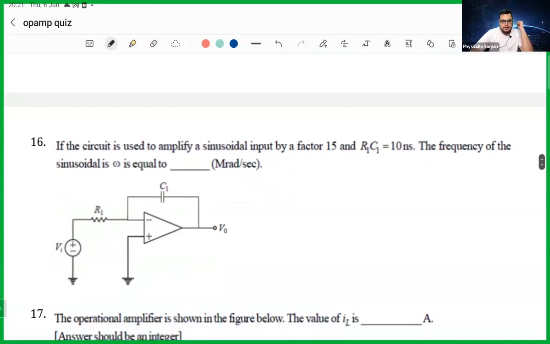I will provide you the lecture, Jyotsna. If you were absent yesterday, I will provide you the lecture. Okay? No problem.